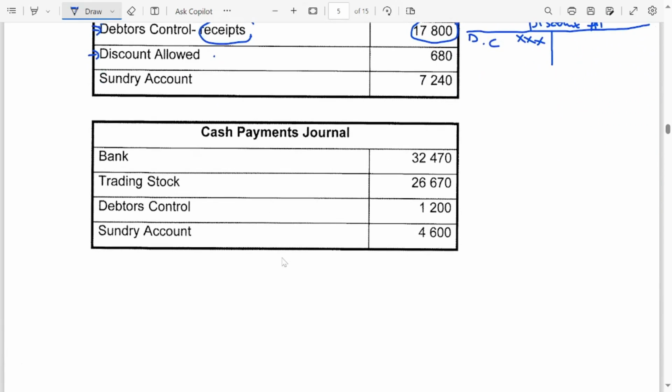CPJ. So you can see we have the trading stock. We also have the debtors control. Now, how are we going to post?